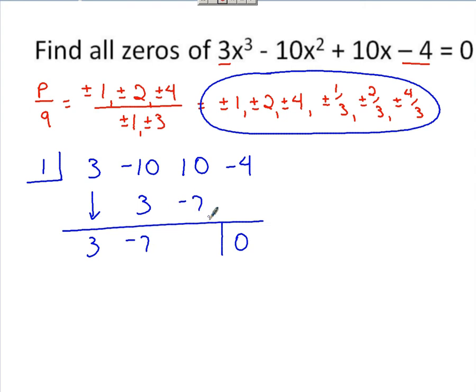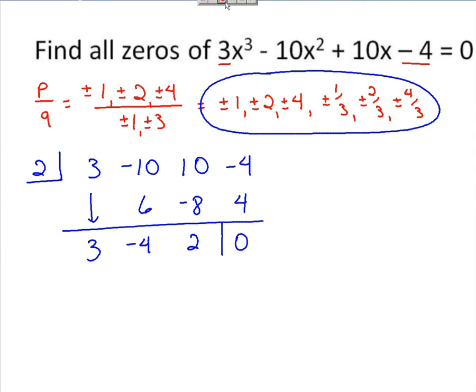-7 times 1, -7. Add through here, get 3. 3 times 1 is 3. Add through, get -1, so I don't get 0 back. We find that 1 is not going to be a 0 here for this equation. So fast forwarding, I think we'll find that if we try 2 and we put 2 in the box, that should work.